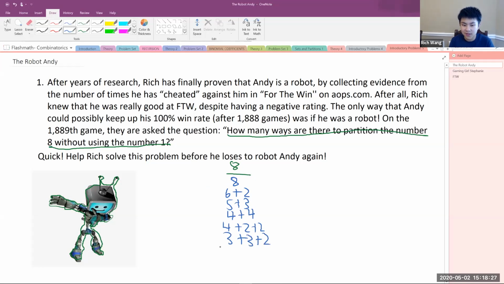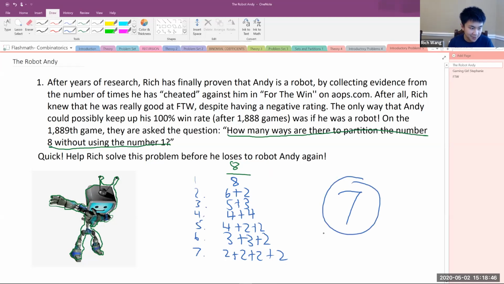Next, we go on to 4 parts. And if we're using 4 parts, there's actually only one way to do it, which is 2 plus 2 plus 2 plus 2. So as a result, counting up the total number of partitions, there's 1, 2, 3, 4, 5, 6, 7. So there's 7 partitions in total of 8 without using the number 1. So if you guys have any questions, you can ask in the chat.